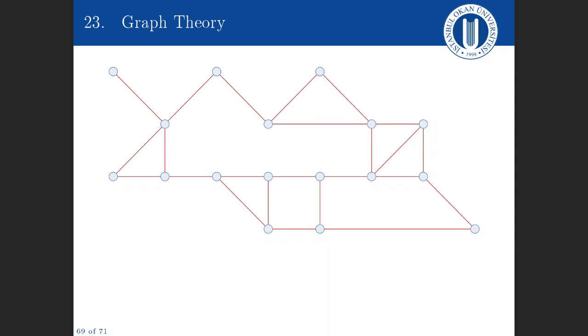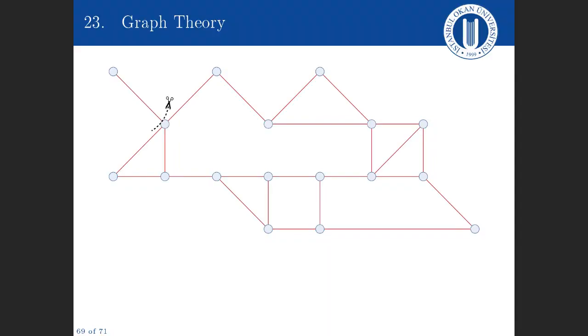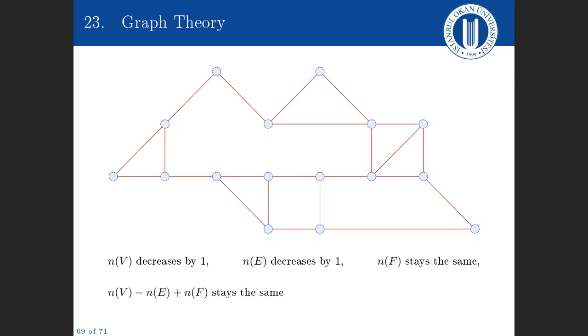Now, how can we make this simpler? There's a pendant vertex up at the top left. We could cut this off. What happens if we cut this off? Well, the number of vertices goes down by 1 because we've removed a vertex and thrown it away. The number of edges also goes down by 1. But the number of faces stays the same.